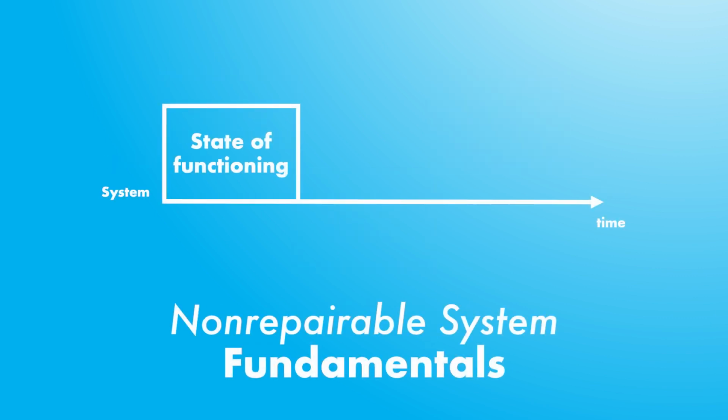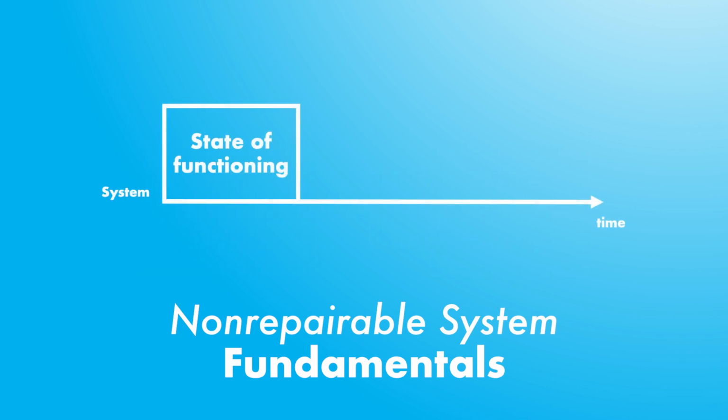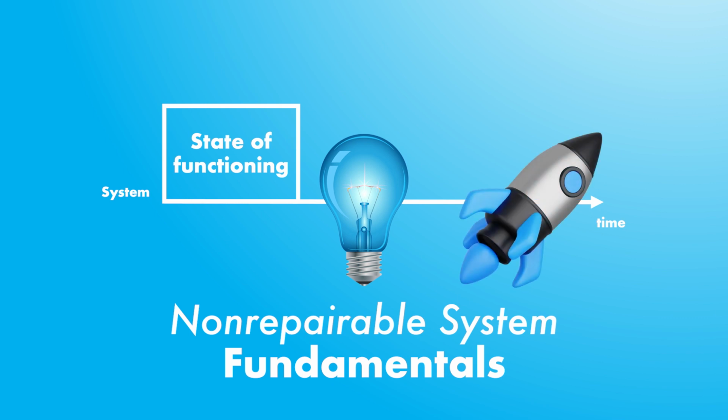We also have the case of non-repairable systems. Non-repairable systems have a single state of functioning because once the failure occurs, they cannot be repaired. They are either totally discarded or replaced by a new system. Examples of non-repairable systems are light bulbs or rockets.